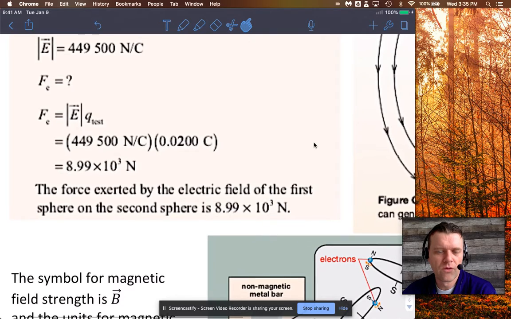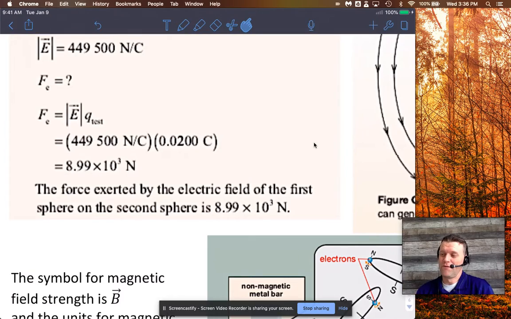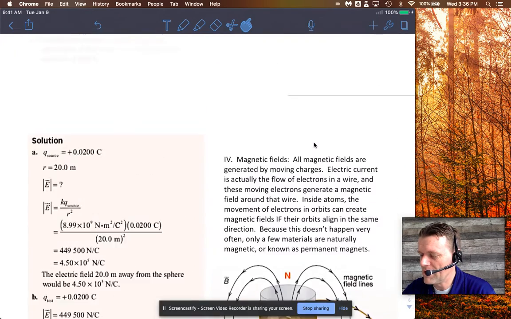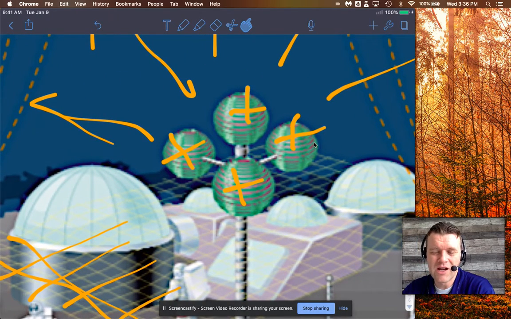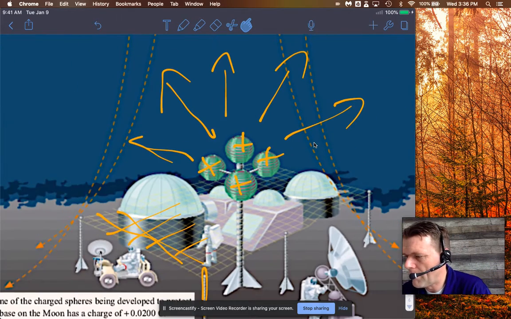But anyway, that would be the force exerted by the electric field on the first sphere by the second sphere. Now, that means there's a lot of force between these spheres if we had to charge them up this much. So you couldn't just have them connected by some wimpy rope or just a few bars of steel of some kind. You'd need a pretty robust structure to hold these guys close together because they're going to be pushing each other apart like crazy if they're all positively charged.